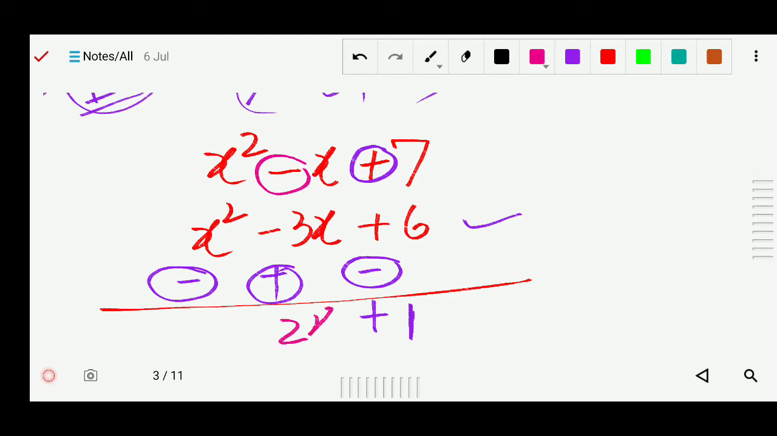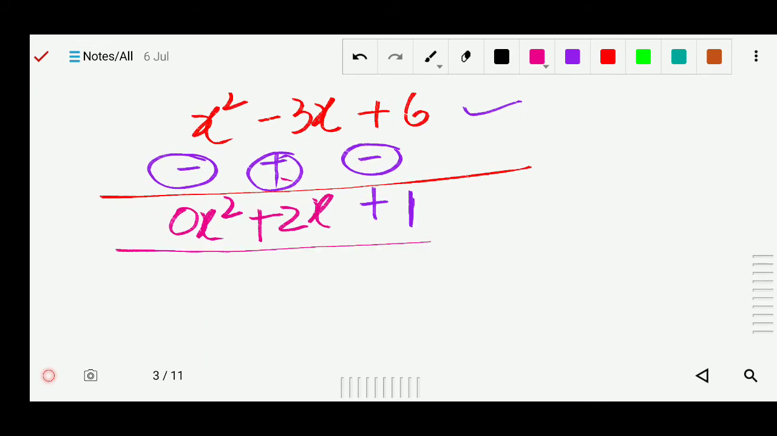Okay, now check which one is the greatest number. 3x, before 3x which sign is there? It is a plus sign, so use plus sign here. Got it? Now here is nothing but plus, so plus minus minus, so it will be 0x square, because 1 minus 1 is 0. So now we can write 0x square means the term becomes 0, so only 2x plus 1 remains. So your answer is 2x plus 1.